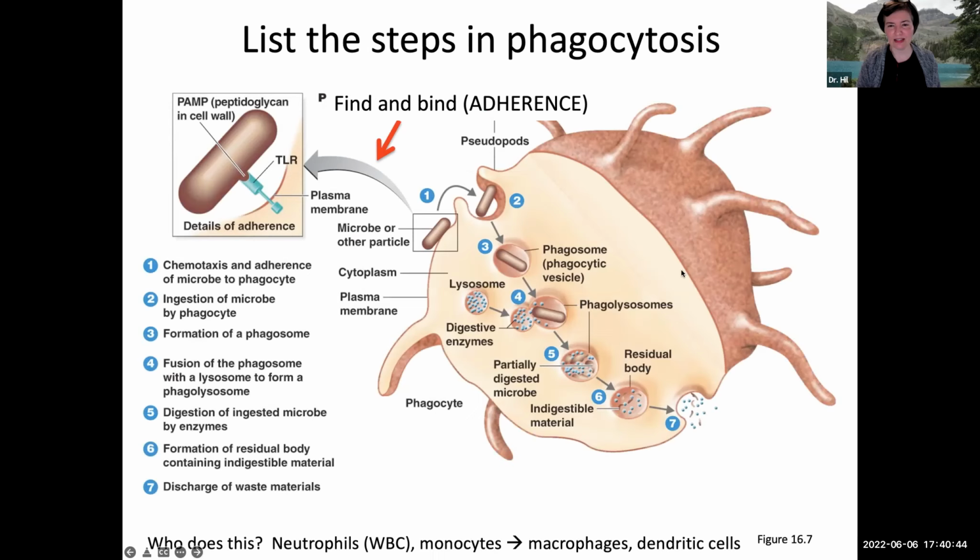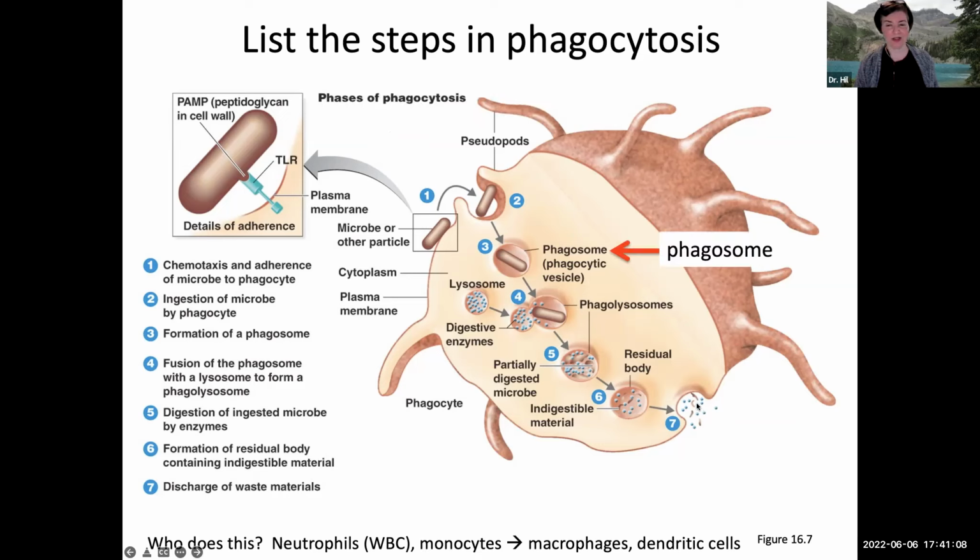So this is a nice little diagram that summarizes those steps. We have the finding and binding. Now, there's lots more we could say about the specific receptors and molecules that are involved in adherence, but let's just leave it at finding and binding. Engulfment, creating a phagosome. Lysosomes fuse with the phagosome to create a phagolysosome. So now we have digestion. Some of the things can't be digested and they're spit out in the process of exocytosis.